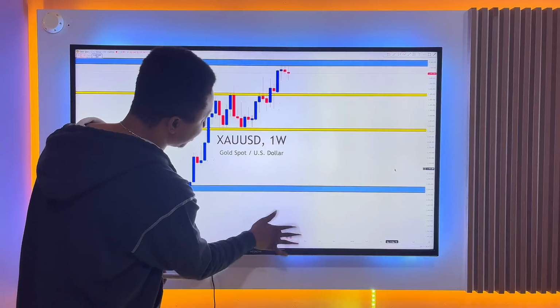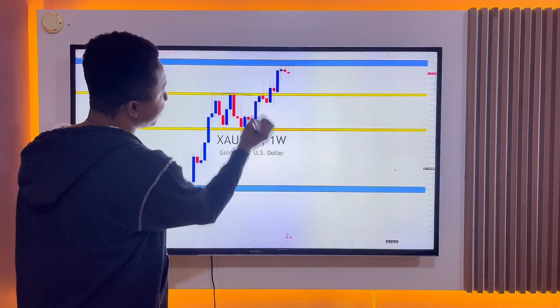All right, so this is gold on the weekly time frame. Now, gold on the weekly time frame, we have a weekly upper zone and a weekly lower zone.